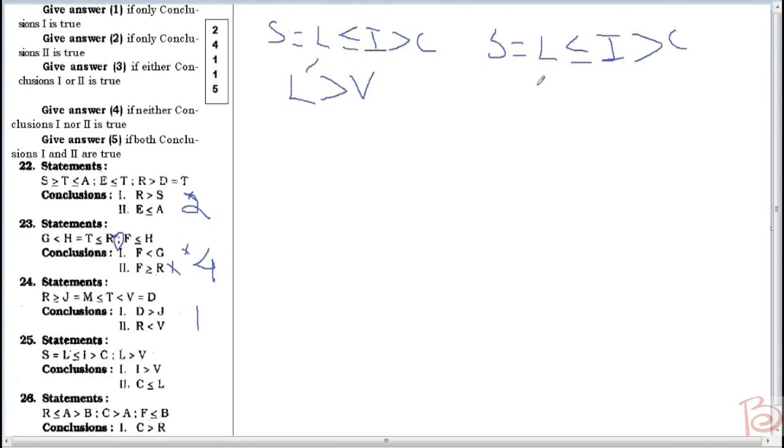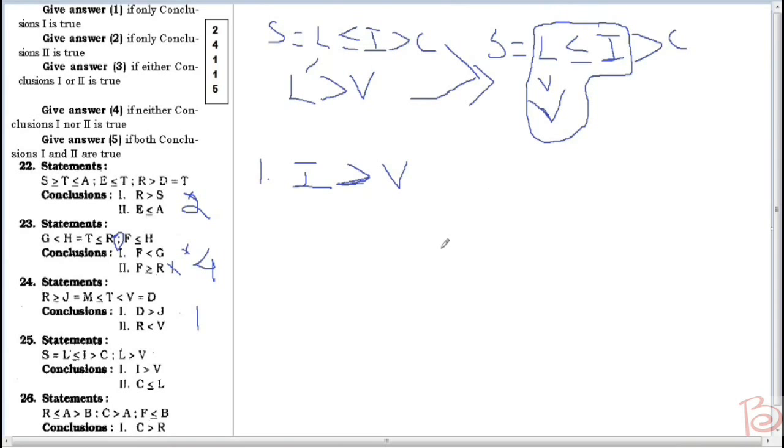The common term is L, so I'm going to write it as V less than L. So L is greater than V. So this is the combined statement. Okay, so let's go for the conclusion. That is, first statement is I greater than V. I is here and V is here. Okay, so I'm going to write it as V less than L greater than or equal to, less than or equal to I.